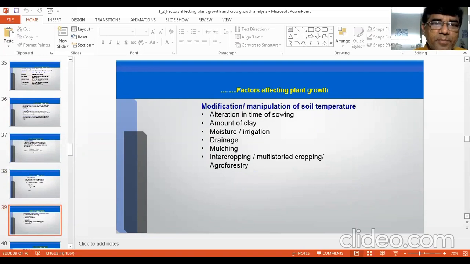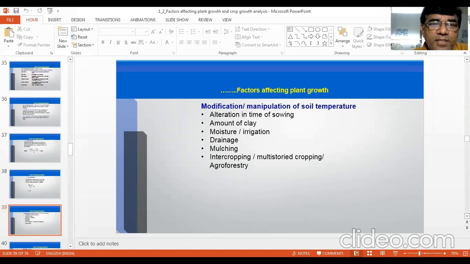And we can modify the temperature by alteration in time of sowing. For example, if you expect terminal heat stress in wheat that may come in the month of March, in middle March or later, if you expect that terminal heat may come this year, then you can plant the wheat crop a little early. It can be planted at around 20th of October in North India, to avoid the heat stress during the month of March or April. So manipulation in timing of sowing can be done.